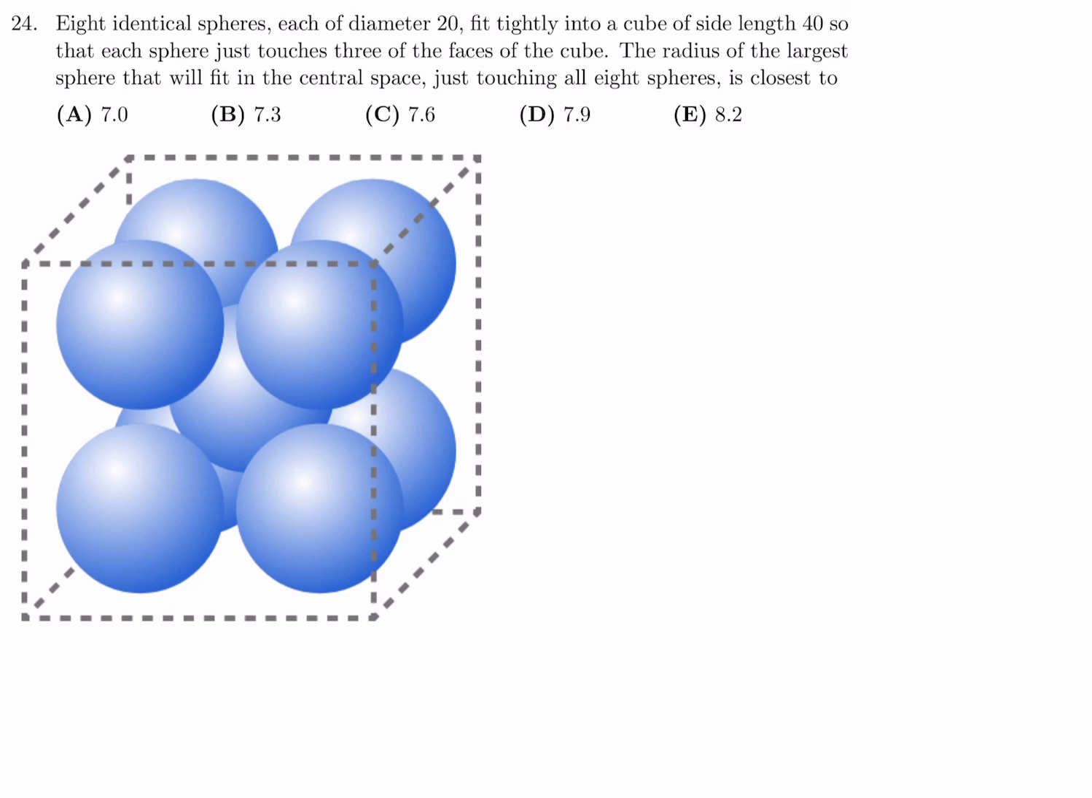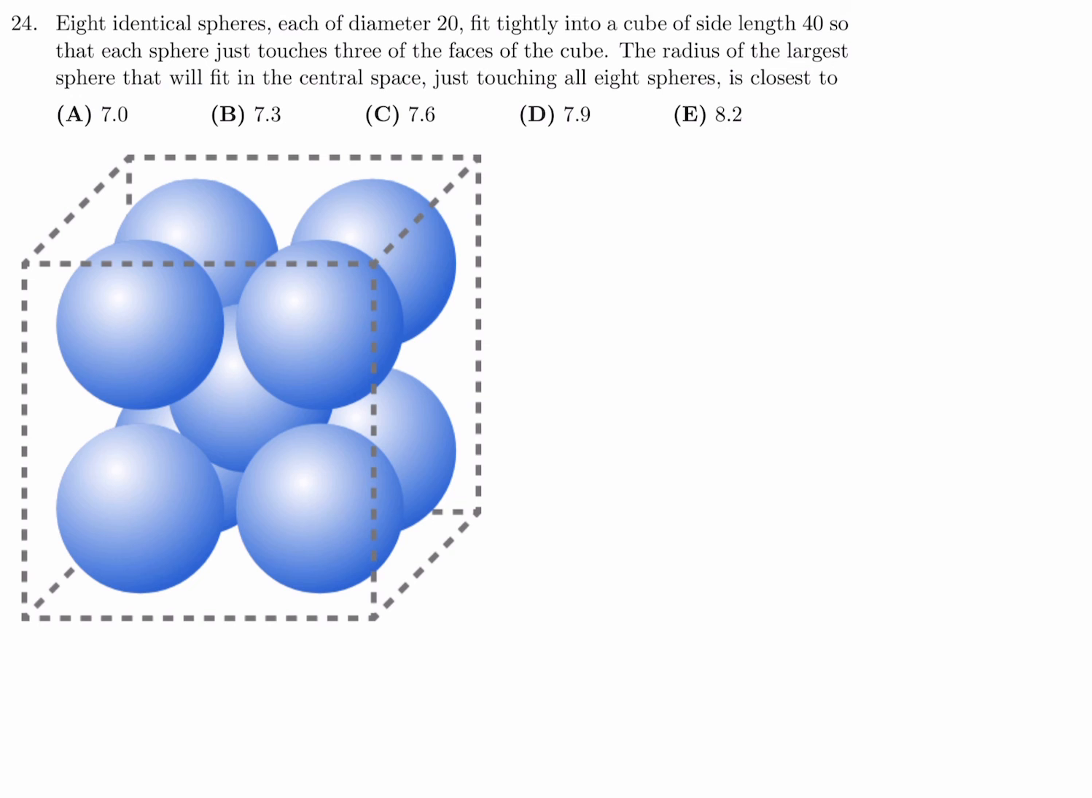Here's a diagram of this scenario where you have 8 spheres. As you can see, 1, 2, 3, 4. You can see this guy is 5, 6, 7, 8. And then they have one additional sphere in the middle right there. Now, we have to figure out the radius of that middle sphere. So how do we do this?